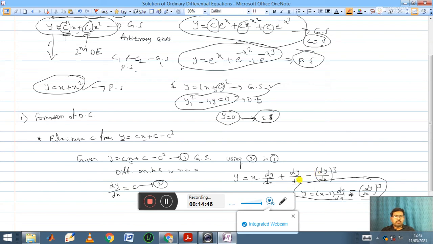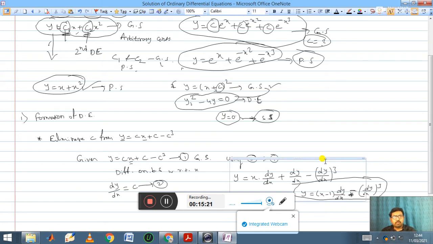So what is the order of this differential equation? Order is 1, because you eliminated only one arbitrary constant c from the general solution. Therefore you got a first order differential equation. Here the procedure is very simple. If they are asking about formation of a differential equation, you just eliminate the number of arbitrary constants given in the general solution by the differentiation process. Then it leads to the differential equation.